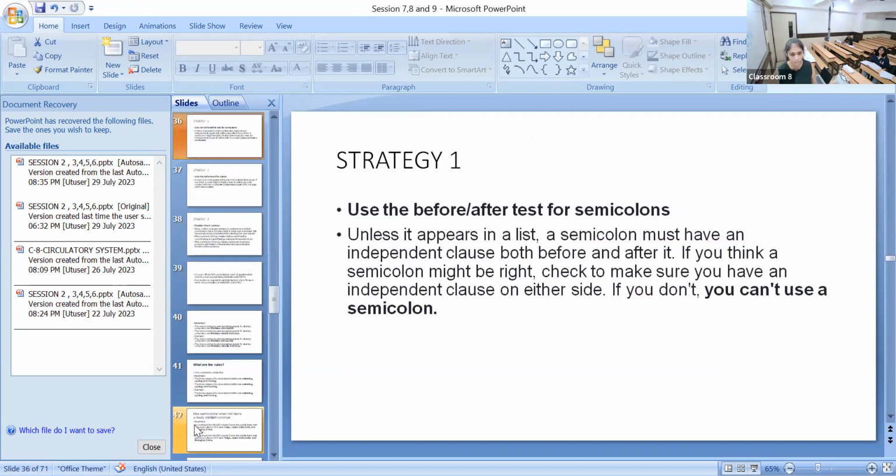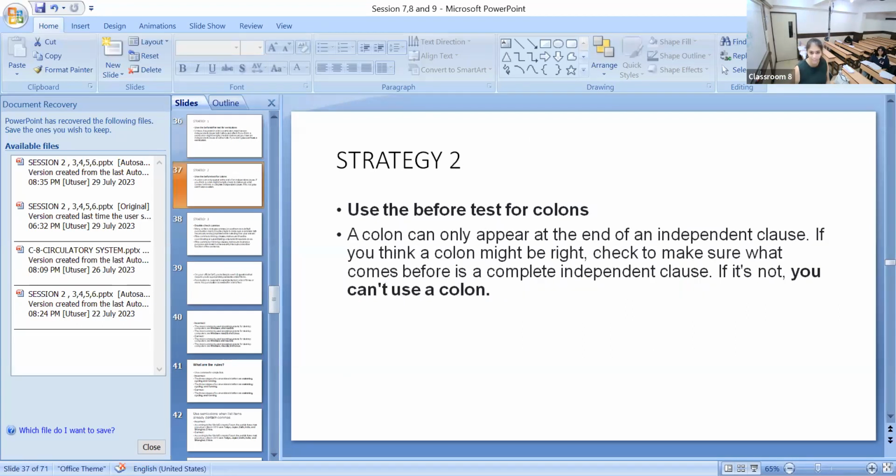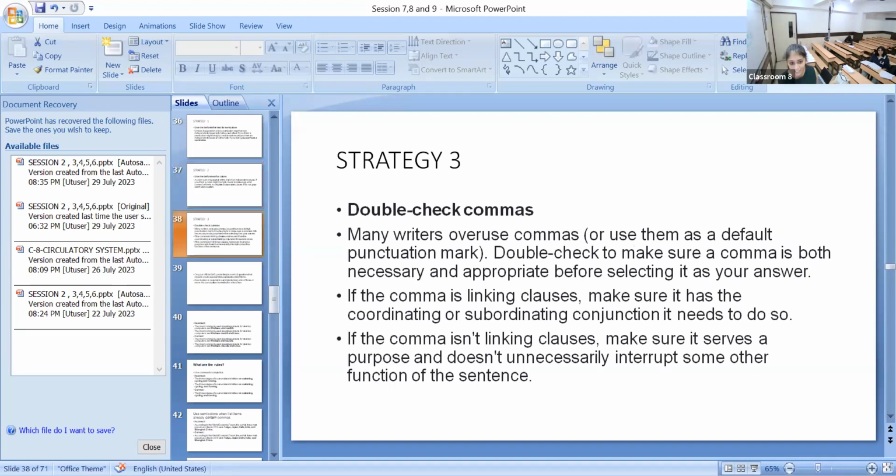So this is what your logic was, correct. This is the same strategy you have used, that is, check if it's an independent or a dependent clause. That's what you already did. And again, this is the same strategy we use, that is, it should appear at the end.